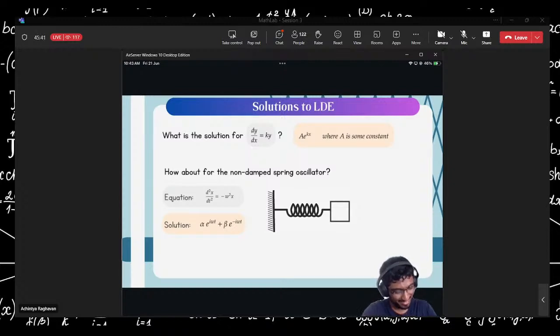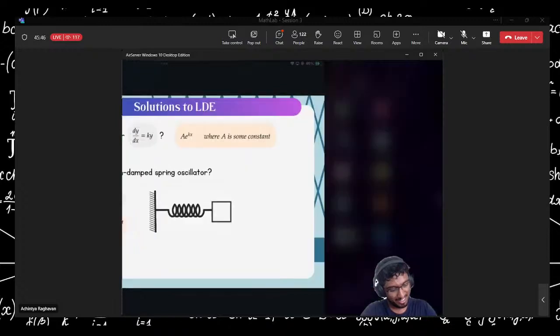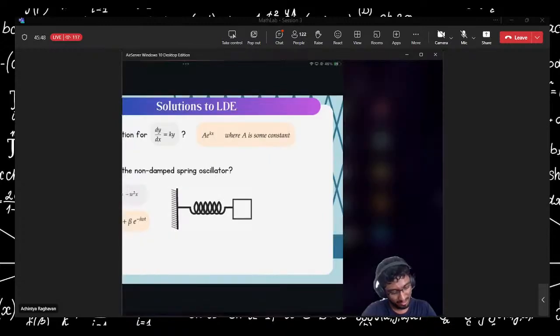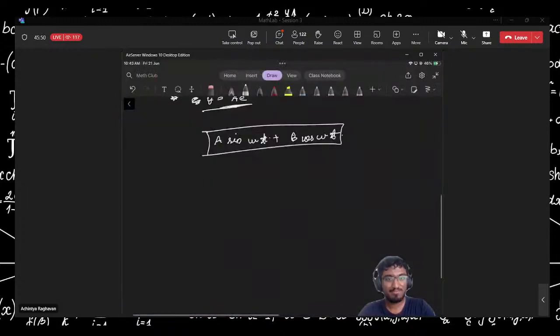So yeah, this was the question for spring. What is the solution? And the solution I've written here is in terms of exponential. However, the solution you guys would have seen is more of this form. I'm just going to show you these two are the same.